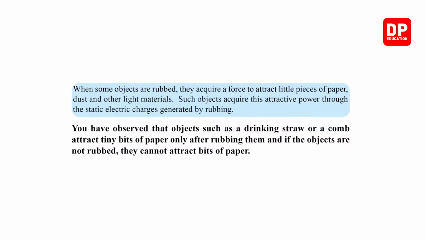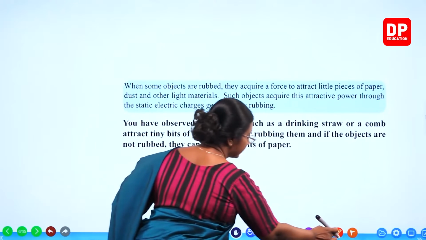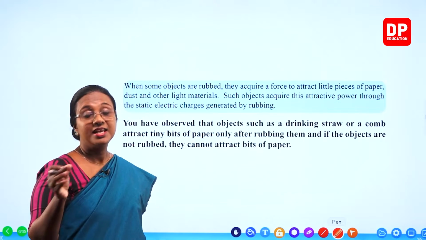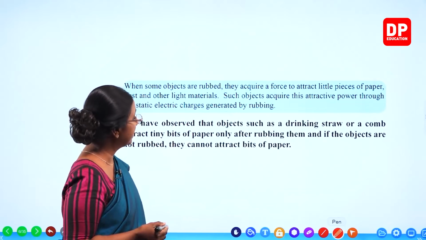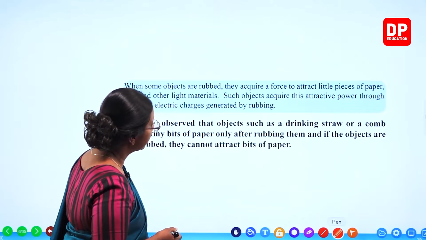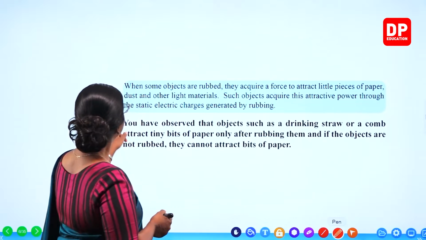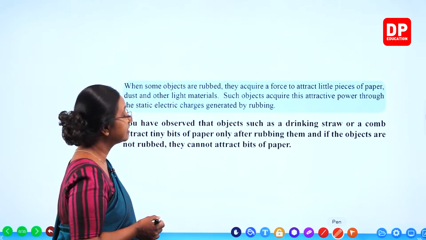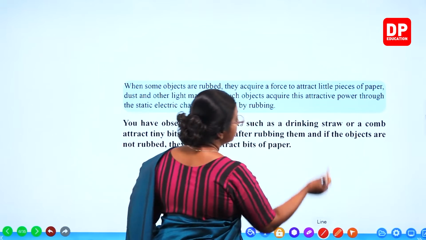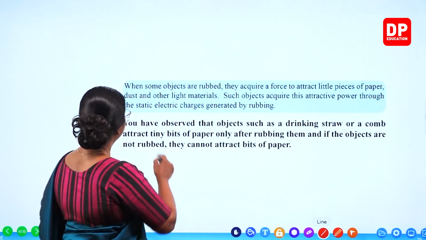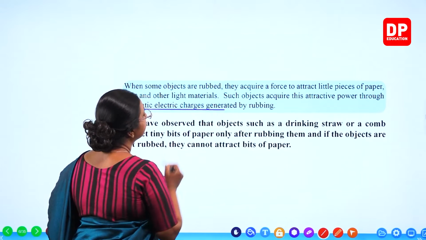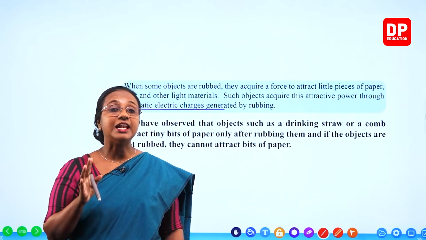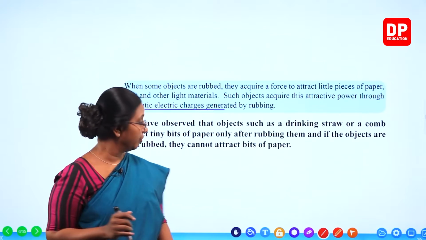When some objects are rubbed, they acquire a force to attract little pieces of paper, dust and other light materials. So here, an important thing is that we are using tiny objects. They can attract very light materials. Such objects acquire this attractive power through the static electric charges generated by rubbing. So static electric charges are charges that do not move.